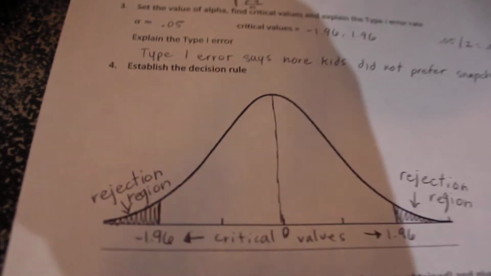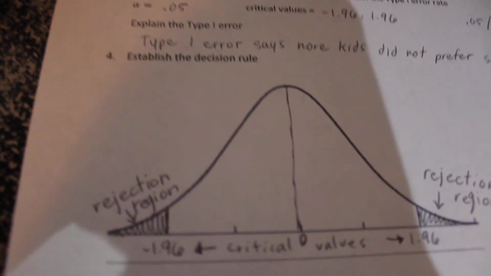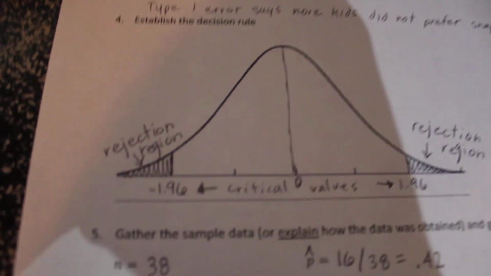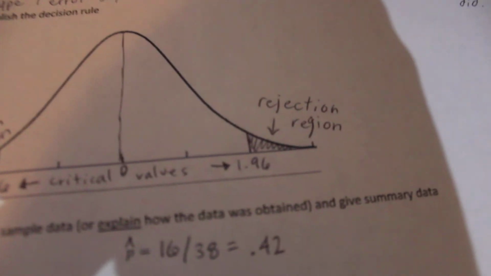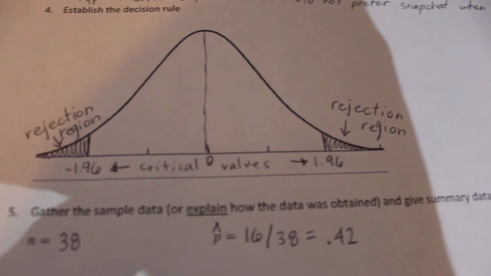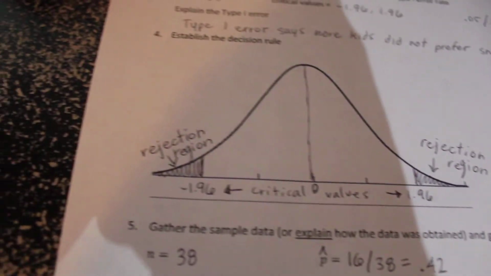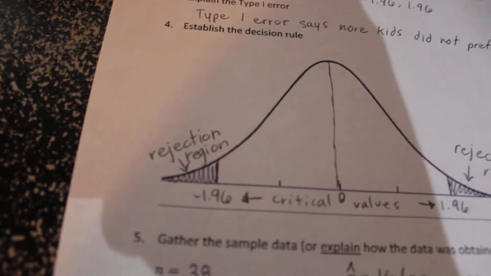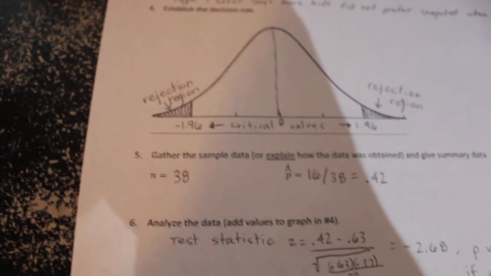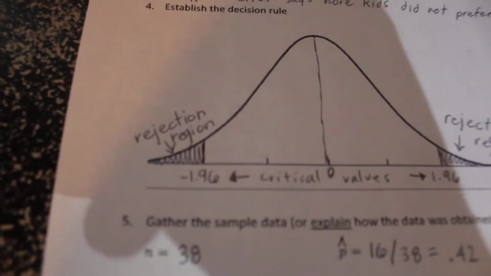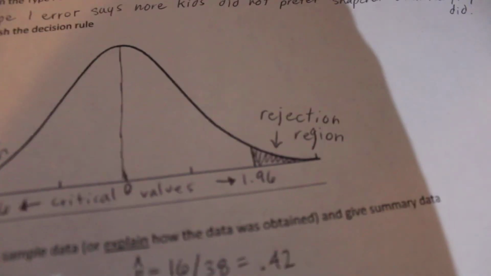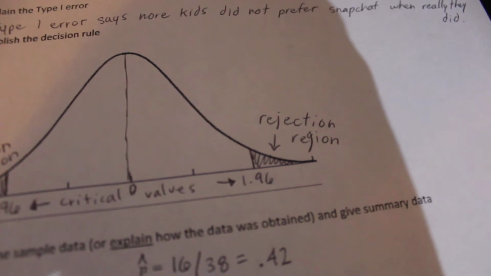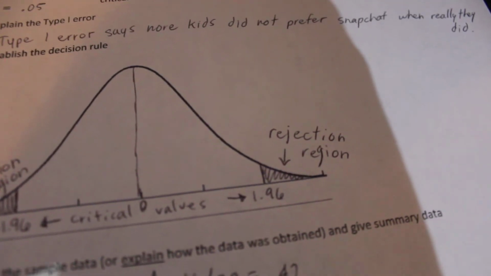So moving on here, number 4, this is where we're going to establish our decision rule. Basically you can see here the negative 1.96 with our normal distribution curve, and the positive 1.96, those are going to be our critical values. Also shaded here are our rejection regions, also known as our critical regions. Basically anything that falls past negative 1.96 or above 1.96 will be rejected. So that's how we can tell there.